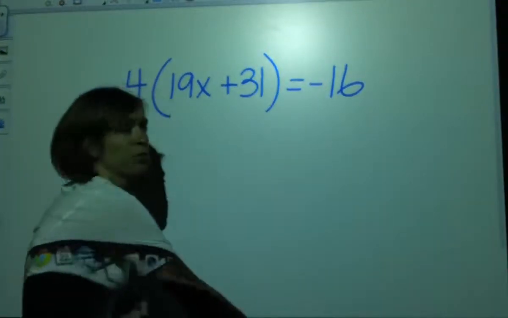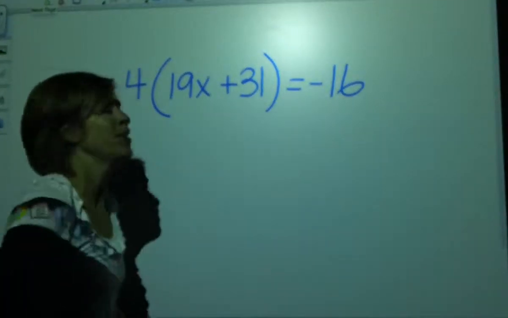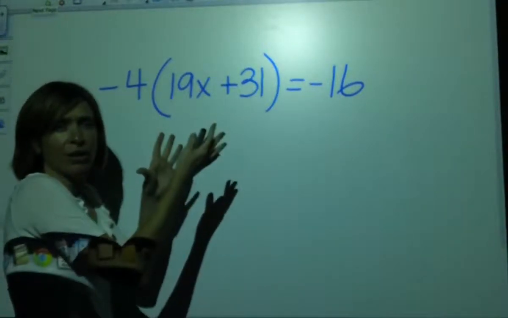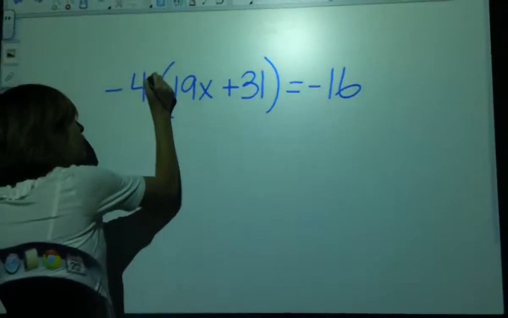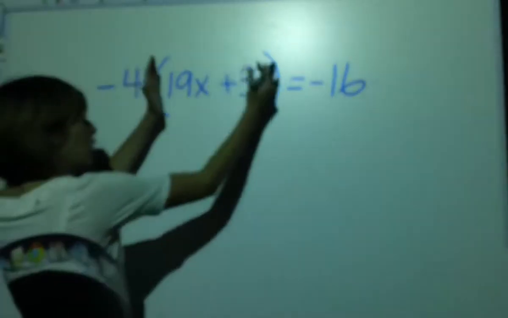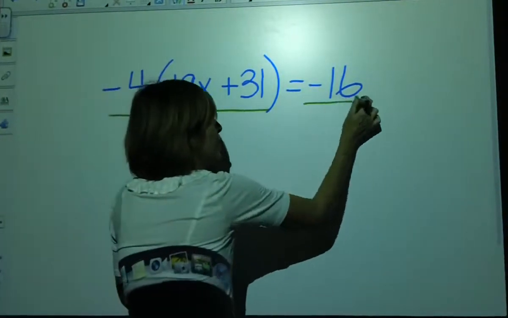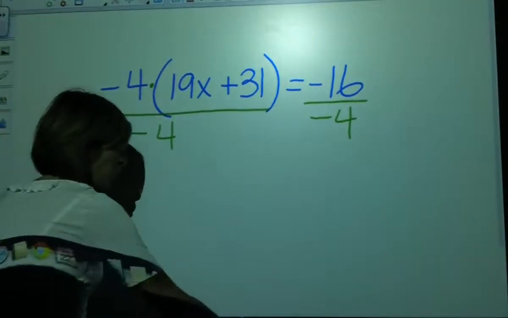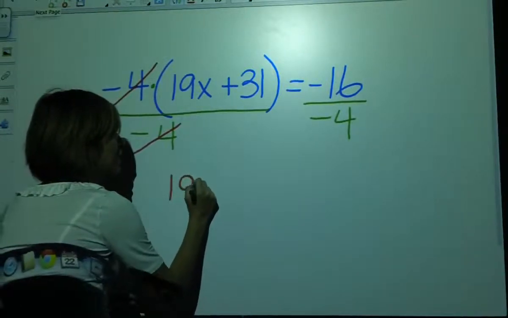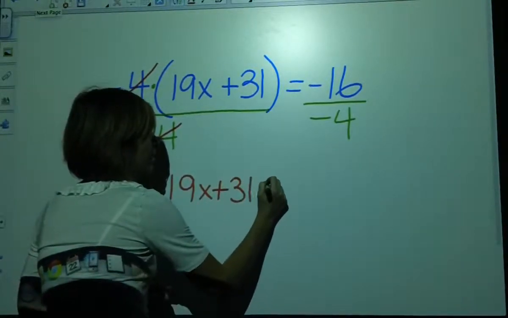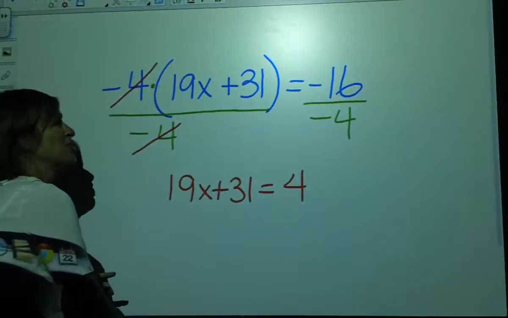When we first started these problems, a lot of you wanted to go ahead and distribute, and you still can. But when numbers start to get bigger and funkier, distributing can actually take a lot of effort. So I looked at this, and again I saw it was a product of a -4 times a quantity. So I decided it would be smarter if I divided both sides by -4. When I do that, the -4's cancel, and I'm left with 19x plus 31 equals 4. -16 divided by -4. So much simpler.